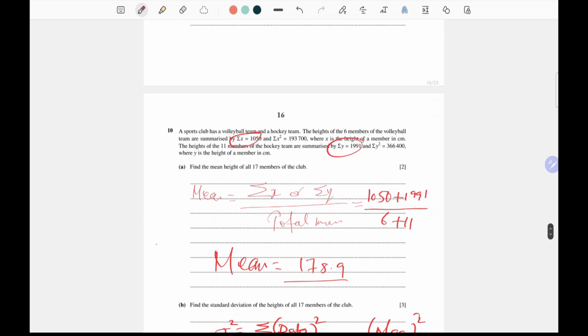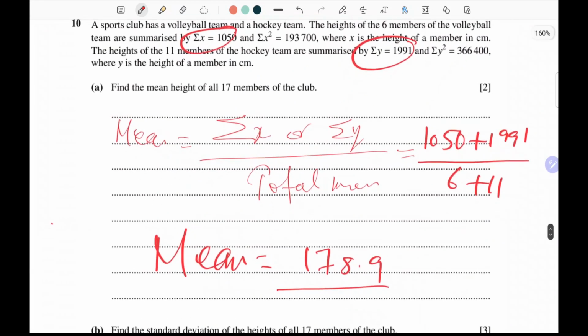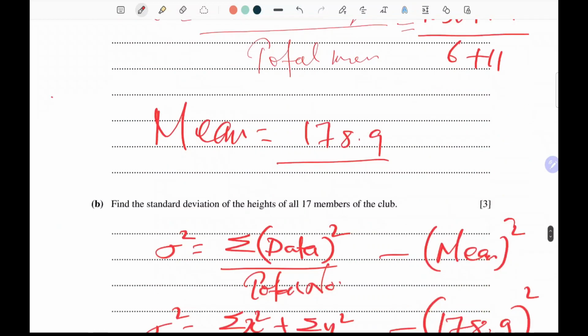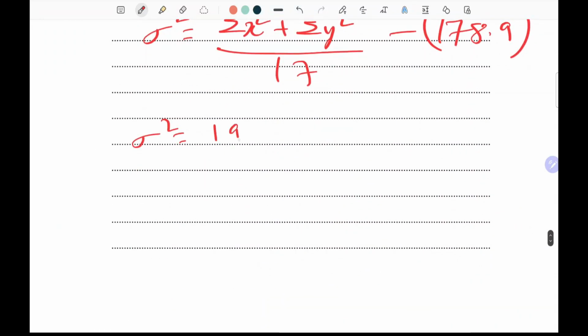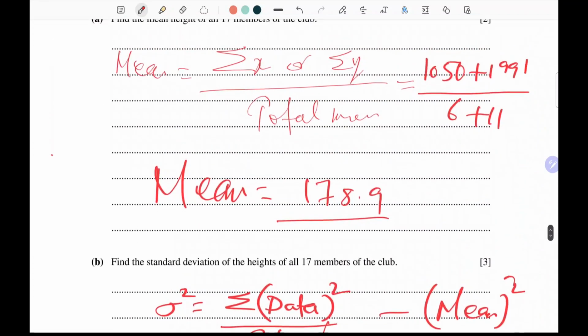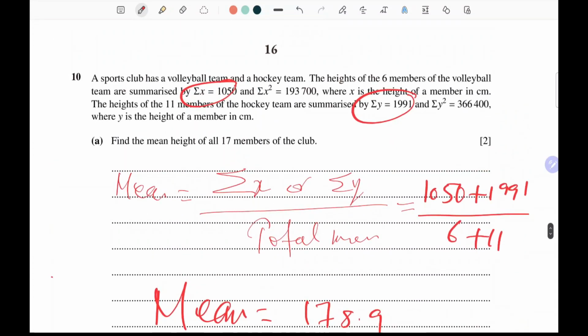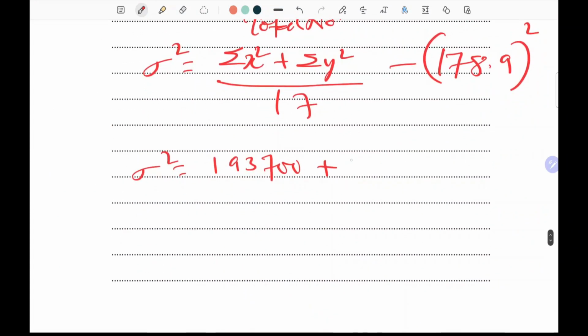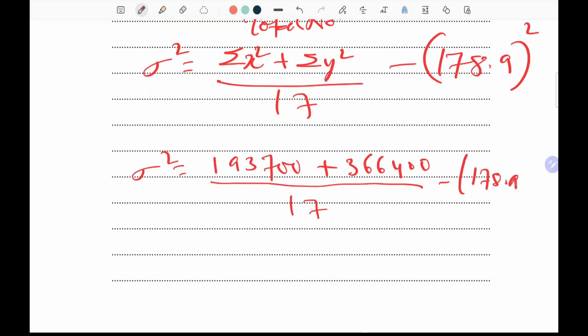So sigma x square is 193,700 plus sigma y square. What's that? 366,400. So (193,700 + 366,400) over 17 minus 178.9 whole square. So guys, this time I'm finding the variance.